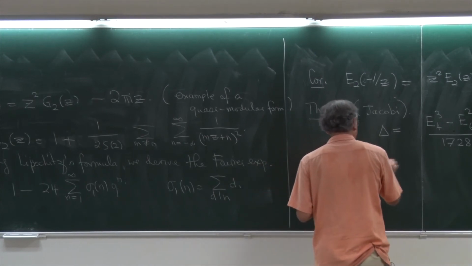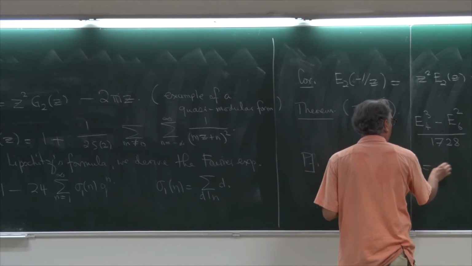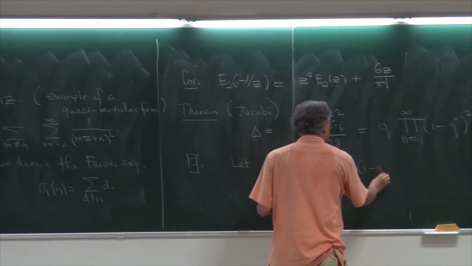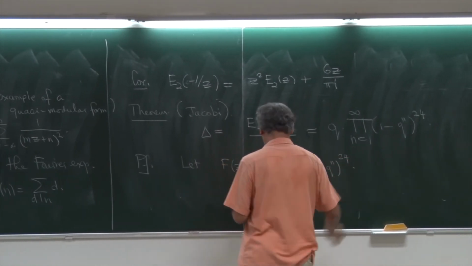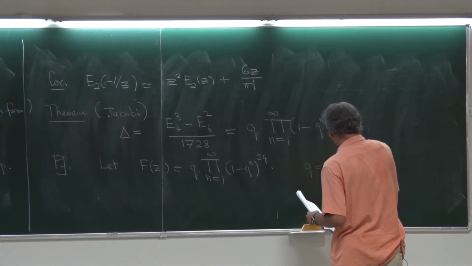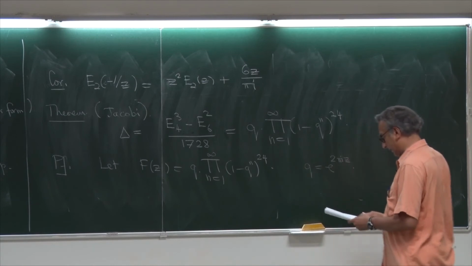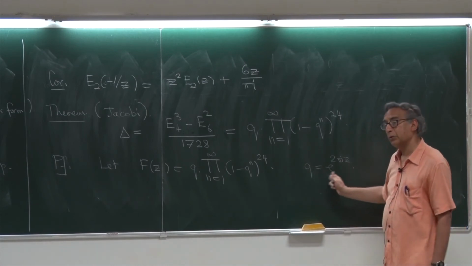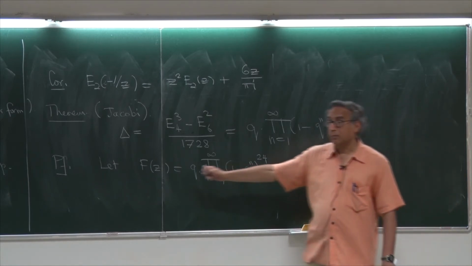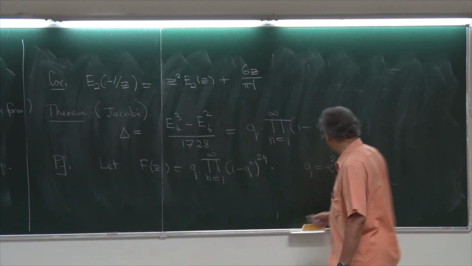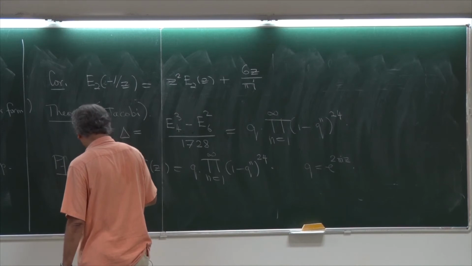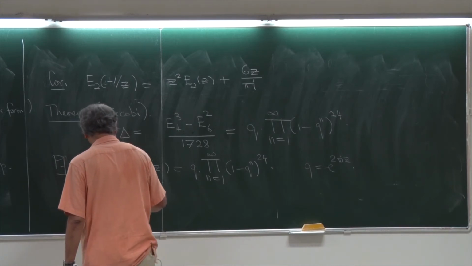Let f of z be the product that you have. So here again, as always, q is equal to e to the 2 pi i z. Because q is equal to e to the 2 pi i z, and this is a periodic function with period 1, f of z plus 1 is equal to f of z, right? So clearly, f of z plus 1 equals f of z.